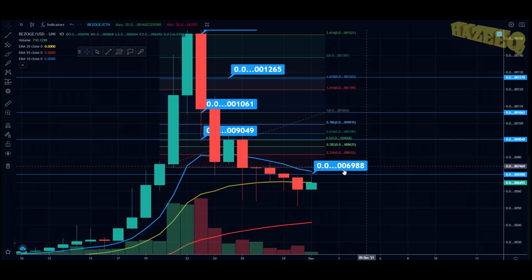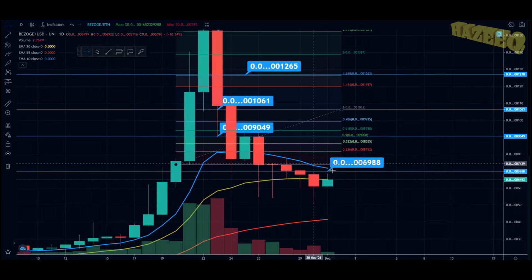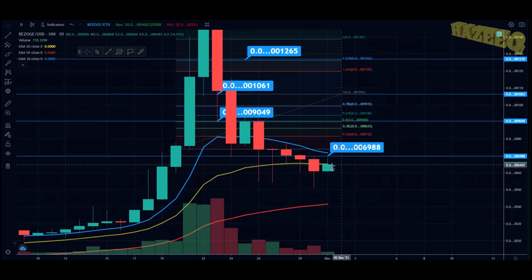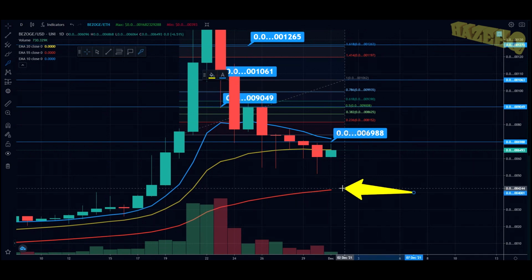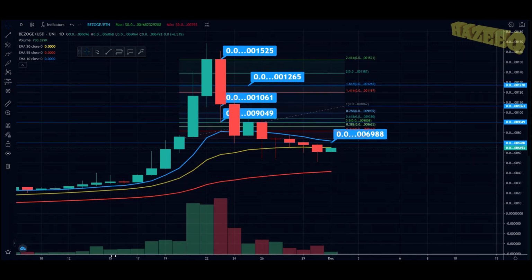So 006988, and we lost that support level, and now we're below it, and we're losing the 20 EMA just a little bit. Now, what I would look into is buy orders and a bounce off of the 55 EMA, okay? Now, what is the reason that we had this pullback?